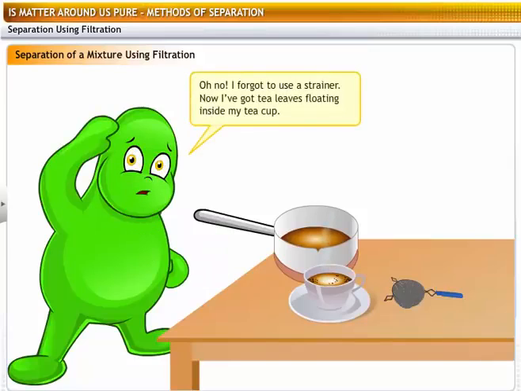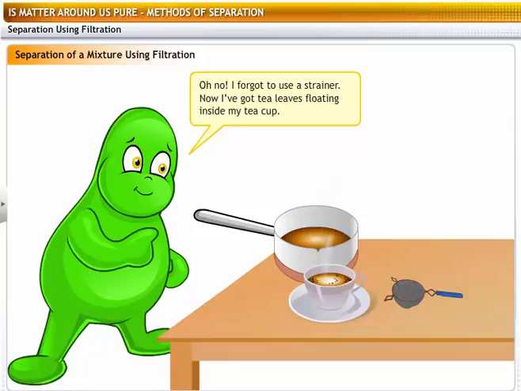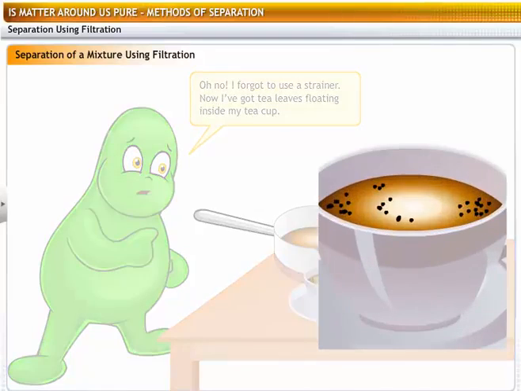Oh no! I forgot to use a strainer. Now I've got tea leaves floating inside my teacup.